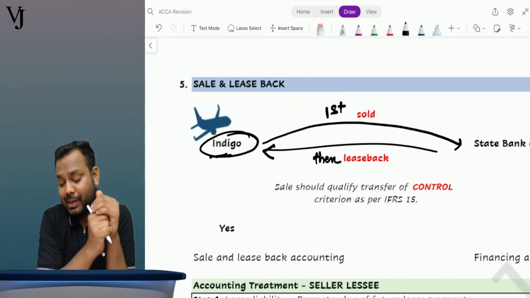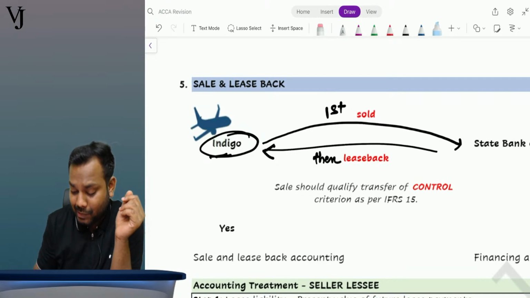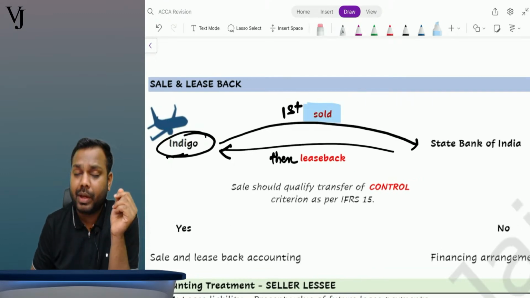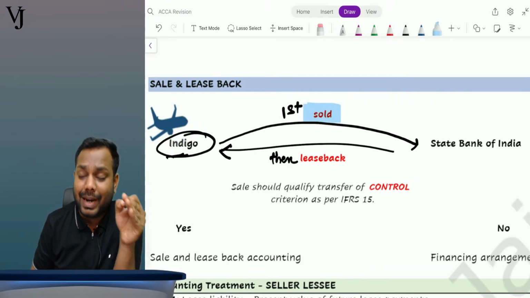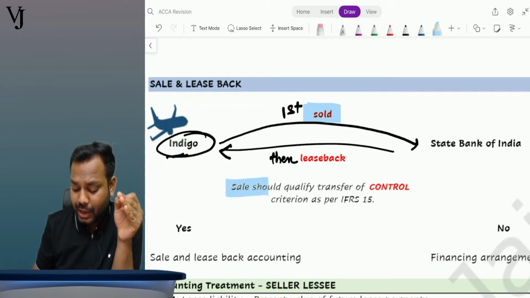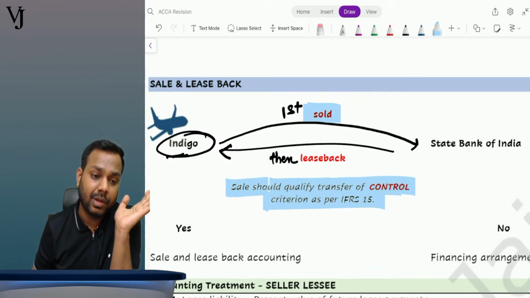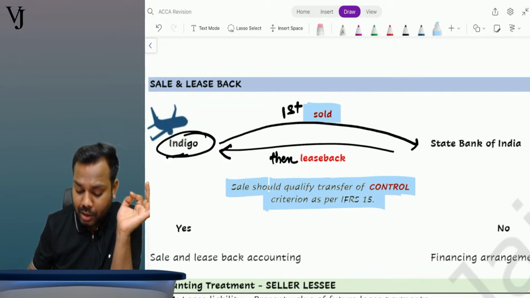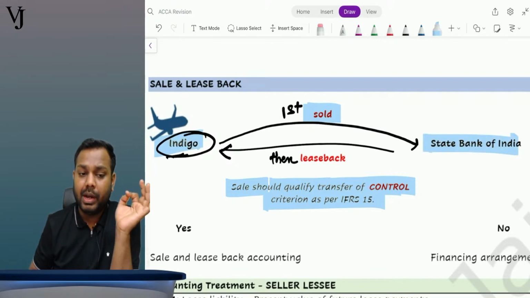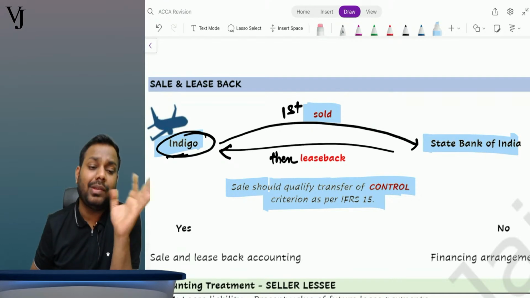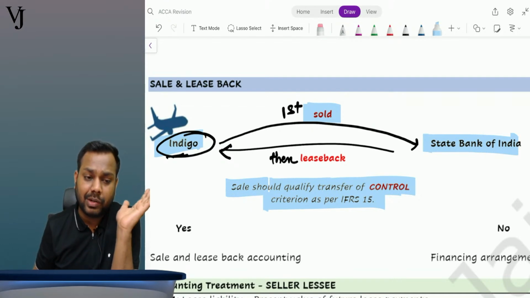So the standard says that I will understand that this is a sale transaction if it qualifies the meaning of transfer of control as per IFRS 15. If the control transfers from Indigo to State Bank of India, then I can say yes, it is a sale transaction. Otherwise it is not a sale transaction.